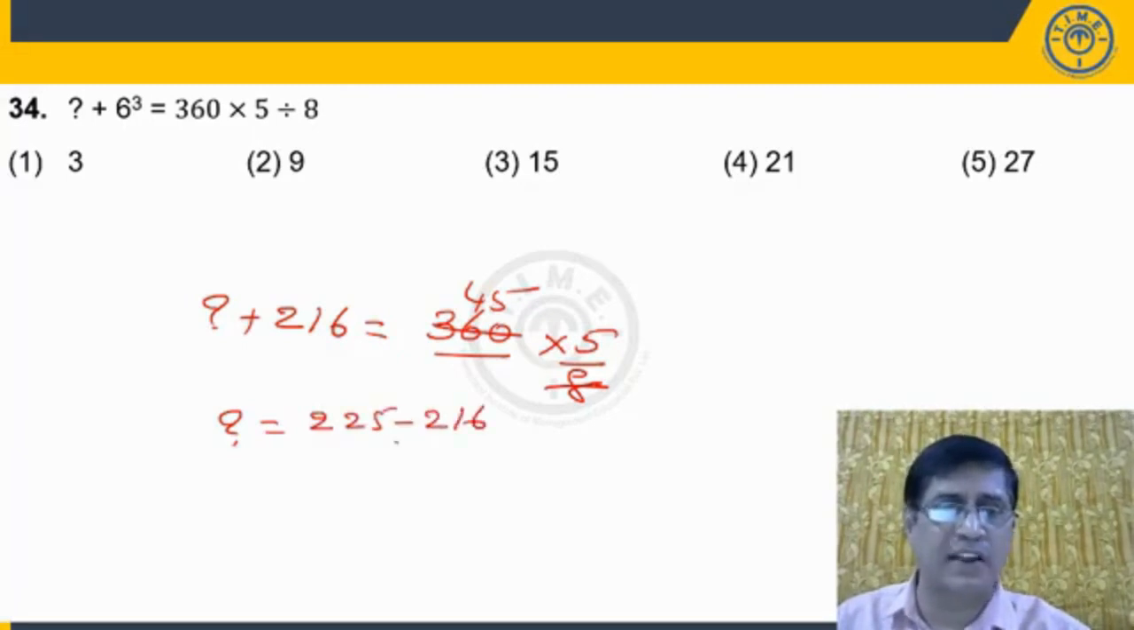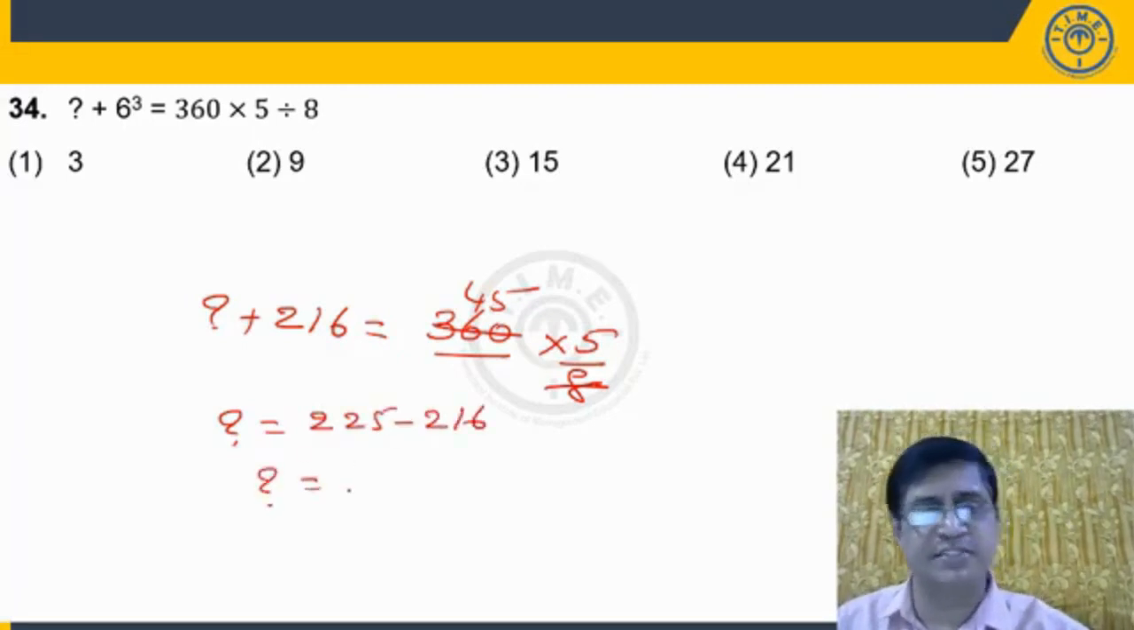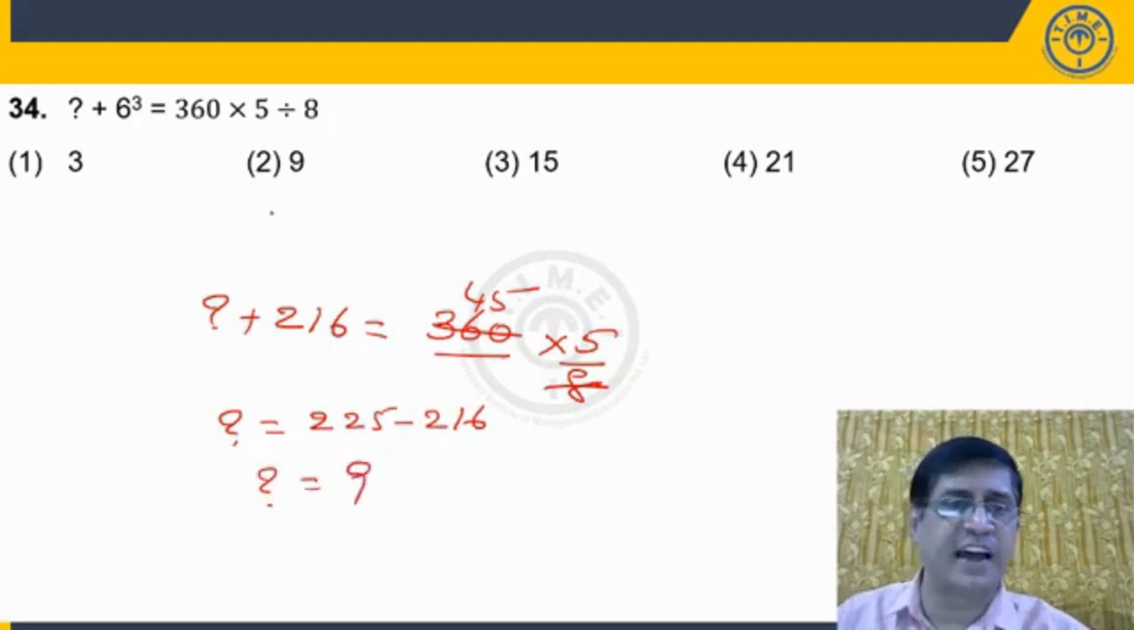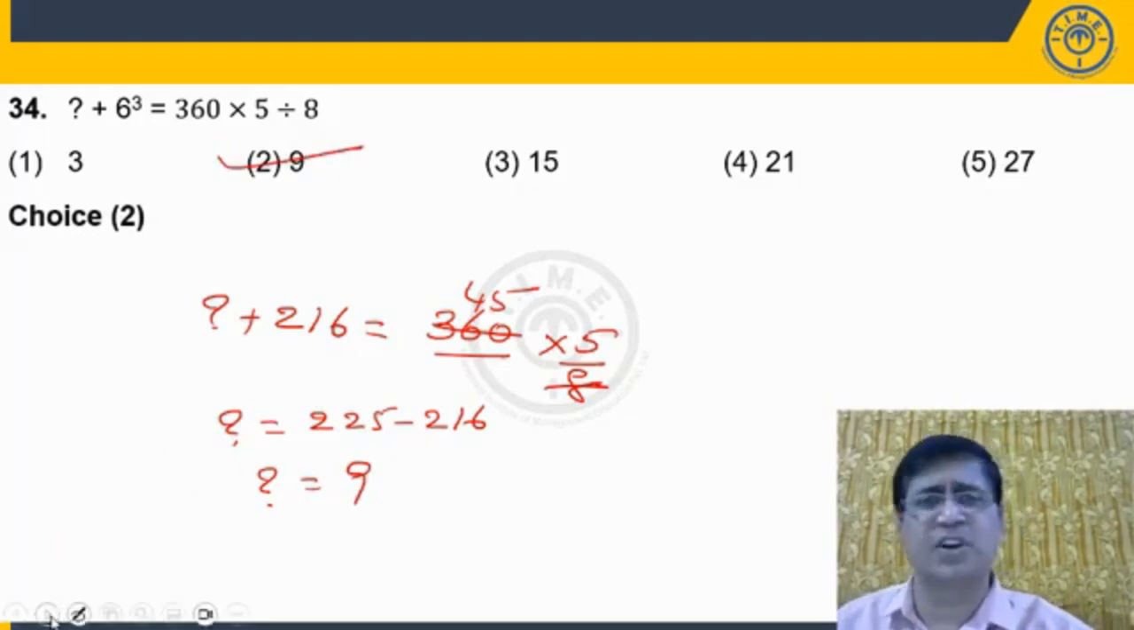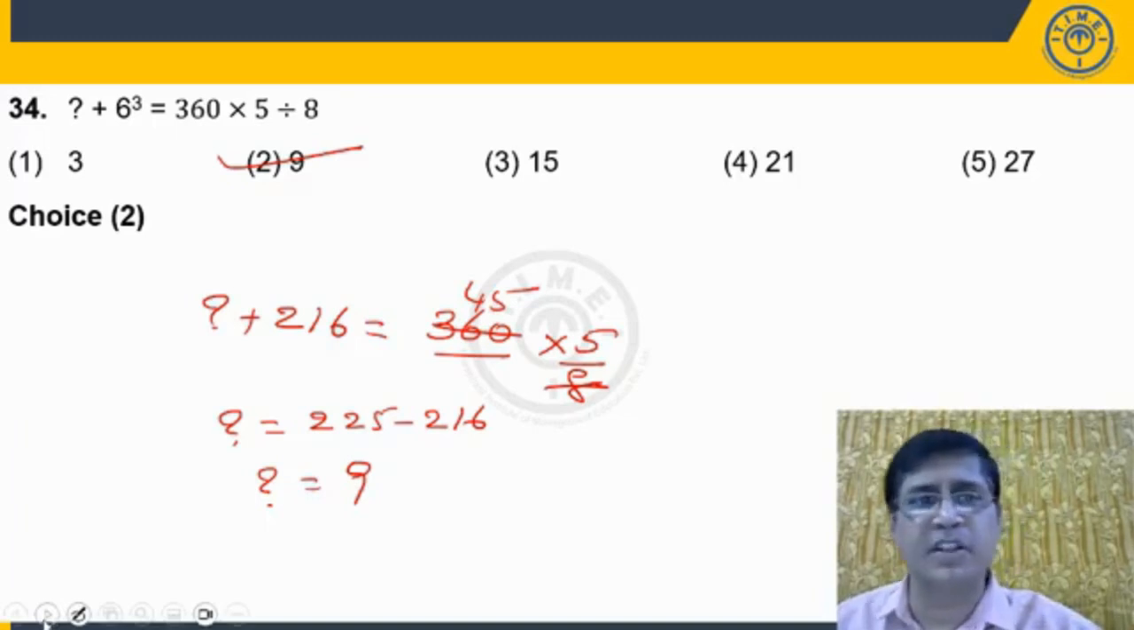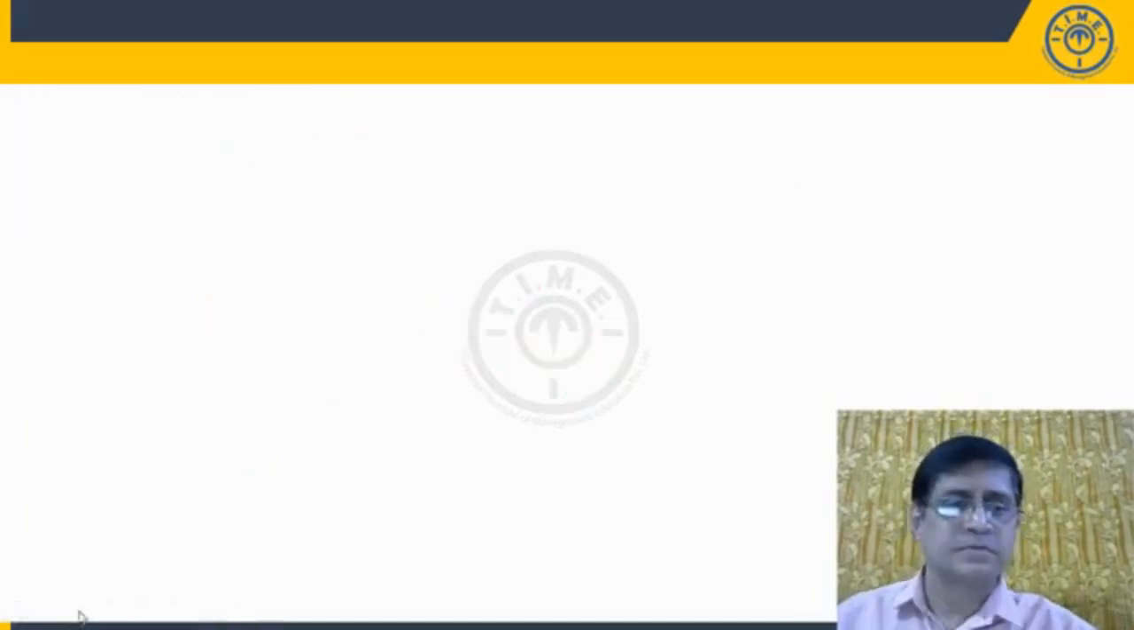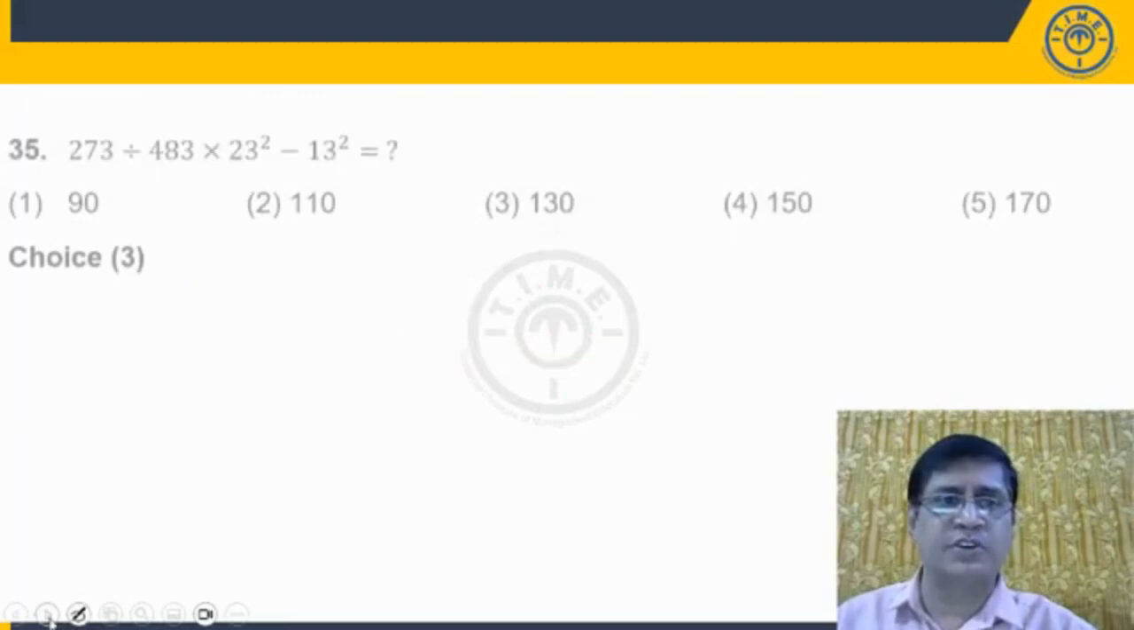minus 216. Yes, you are right. Simplify, you will get the answer as 9. The right choice, option 2. The second choice is the right answer. All these questions are based on simplifications. Now look at the next question on your screen.